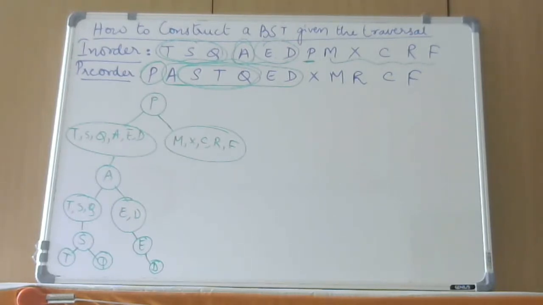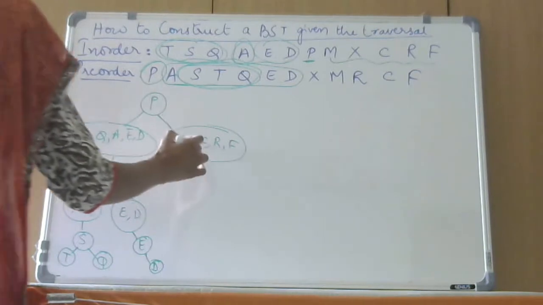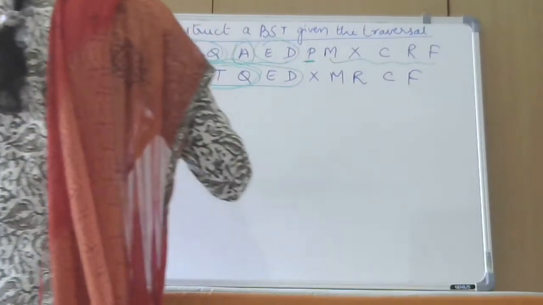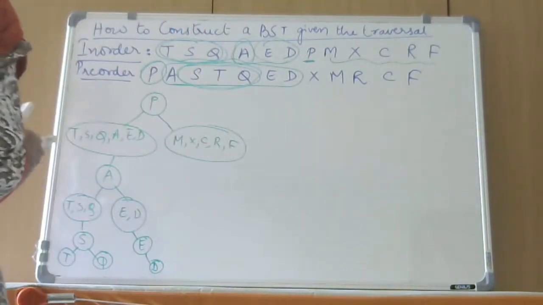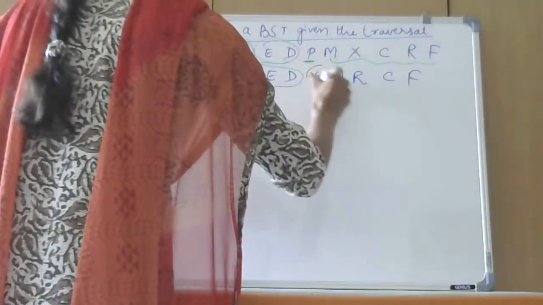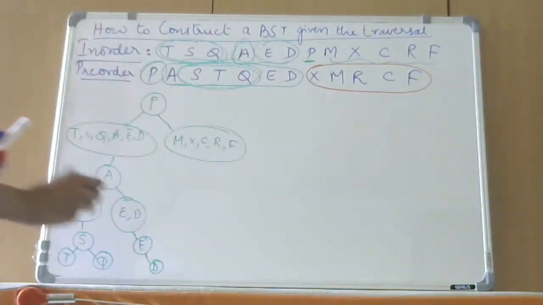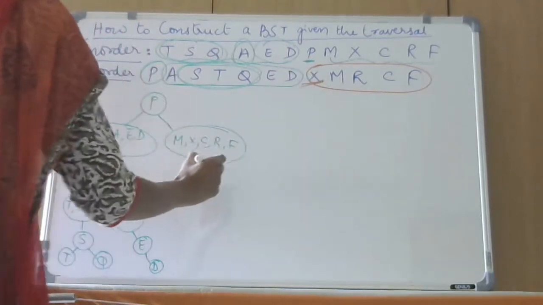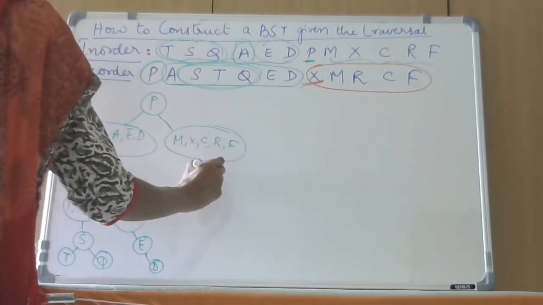Similarly, we have to do the same with respect to the right subtree. Now, if you observe M, X, C, R, F, let me take up this part. Which is coming first? X is coming first here. So X becomes your root.